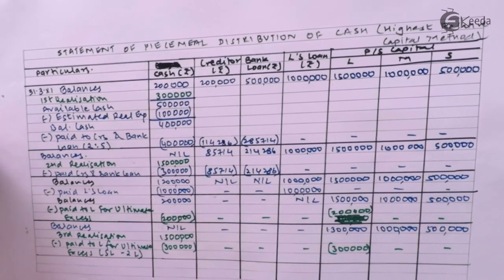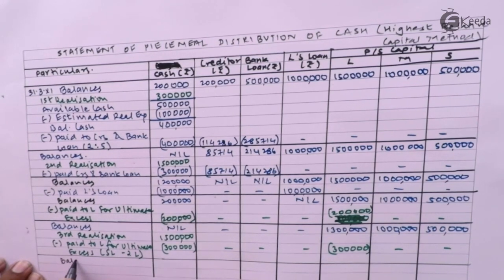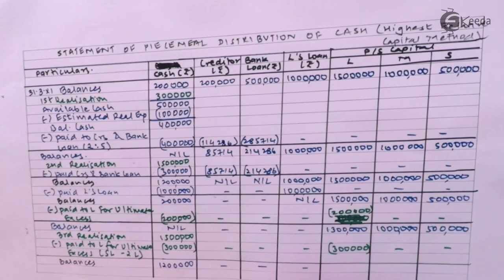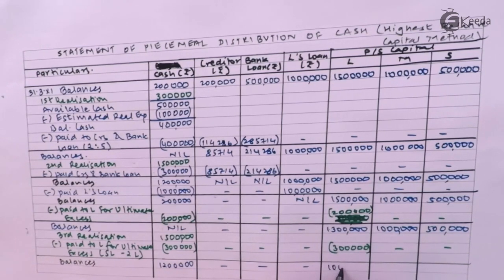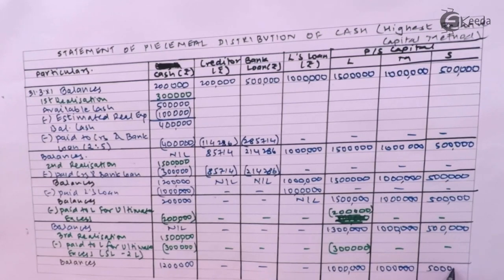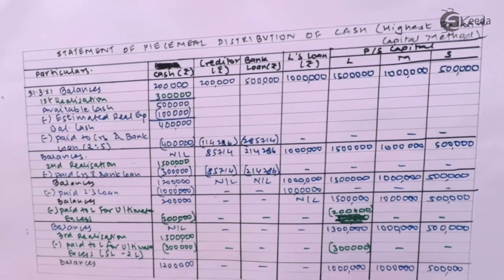See, my remaining balances are: cash has become 12 lakhs. First partner's capital has become 10 lakhs, second partner's capital is 10 lakhs, and last partner's capital is 5 lakhs. Now, things to be observed. Once you complete your first stage, the capital of L and M is 10 lakhs and 10 lakhs and their PSR also is equal. So, once you complete one stage, there will be equality between capital and PSR between at least two partners. Right?